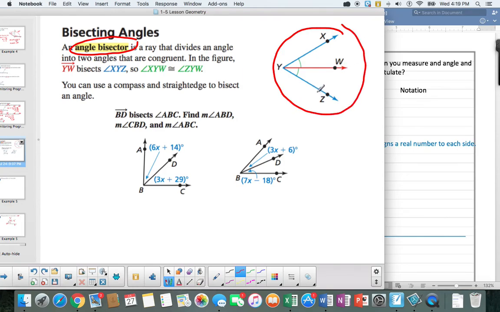And an angle bisector, similar to a segment bisector, cuts something into two congruent shapes. In this case, it's two congruent angles. And when the angles are congruent, their measures are the same. So here's an example right here. BD is cutting this angle into two congruent angles. So this angle and this angle are going to be congruent. Notice how I use one tick mark or one arc mark to indicate this is the same size as this. So I'm going to set them equal to each other.